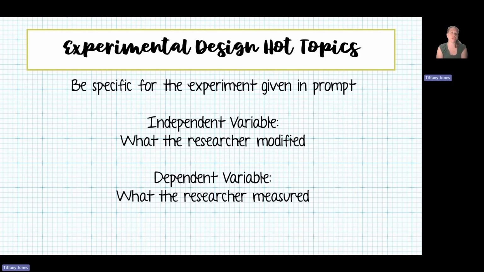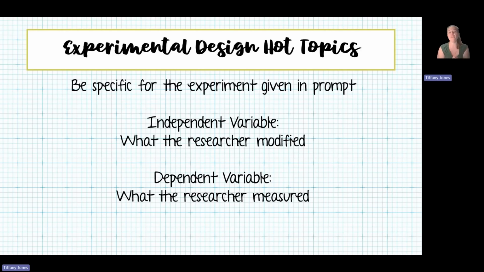There's really no way for us to prepare you for what experiment you're going to get. But what we can prepare you for is what kinds of questions they can ask about that experiment. So first thing is you want to be specific about the experiment that's been given in the prompt. So they ask you about an independent variable or a dependent variable or a control or a null hypothesis. You want to be specific about that experiment when you're stating what that independent or dependent or control is.